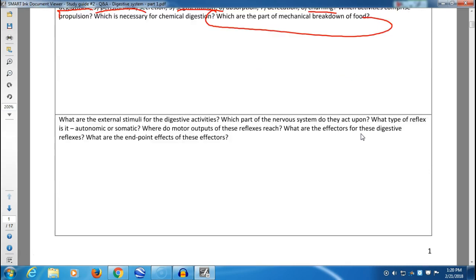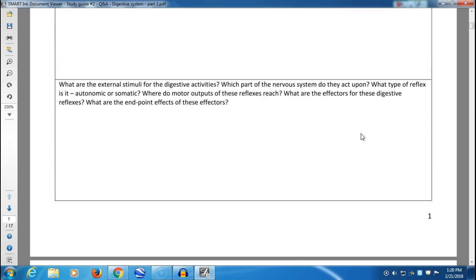Now, for external stimuli versus internal stimuli, basically, you have to be able to recognize those. External stimuli will be what? Something like a smell or a taste, right? And internal will be either mechanical stimuli, distension, correct? Or chemical stimuli like food chemicals or decreased or increased pH. We're clear about it.